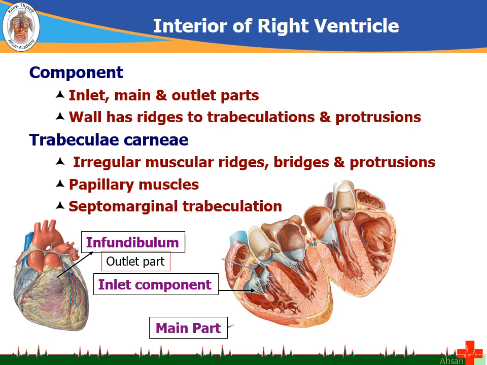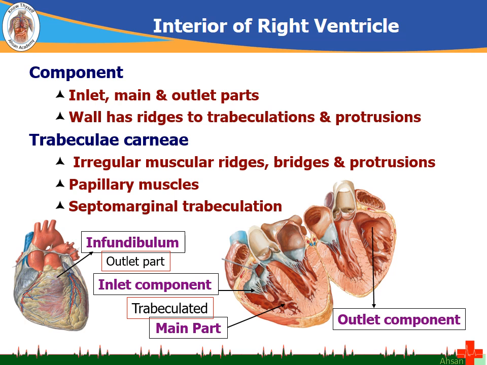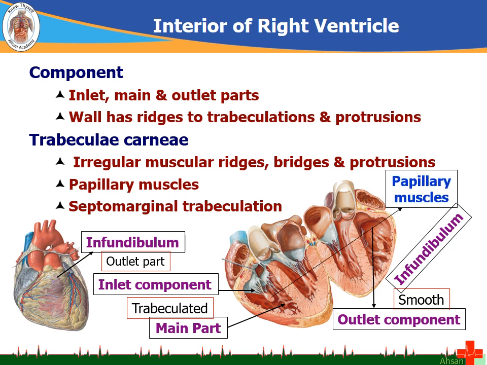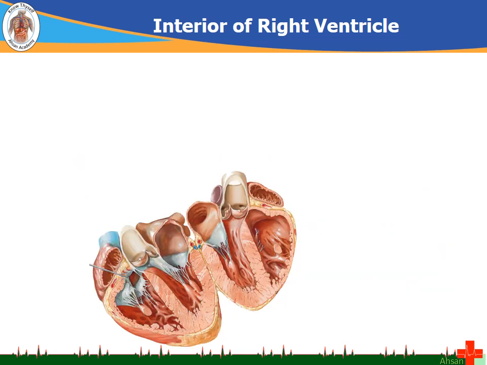This is the inflow part of the cavity. This is the main part, which is trabeculated, and this is the outlet component of the cavity. This is relatively smoother. This is called the infundibulum, which can be identified from the outside also. These are the papillary muscles. You can see the tip is free and chordae tendineae are attached to it.